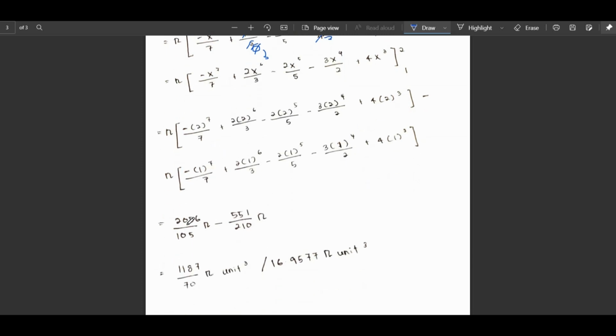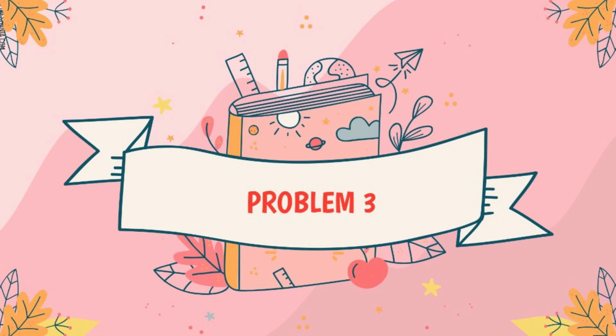After that, subtract the equations. Since it comes with pi, we must put the pi together, and in this case we are looking for volume, so do not forget to put unit cubed. That's all for this question. Thank you.